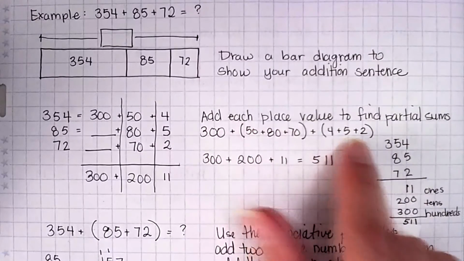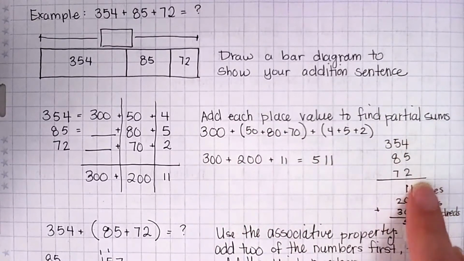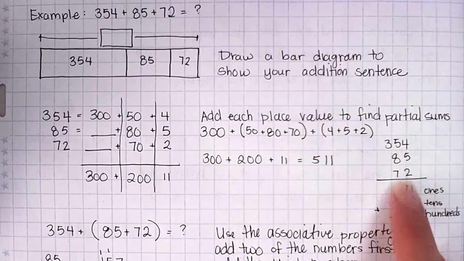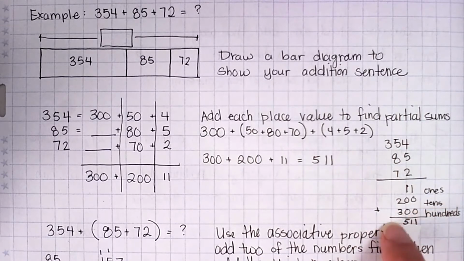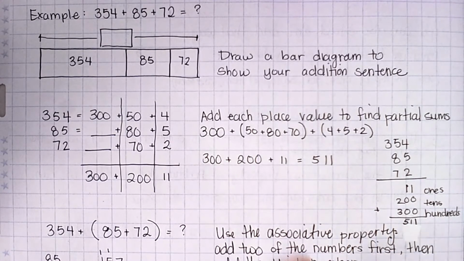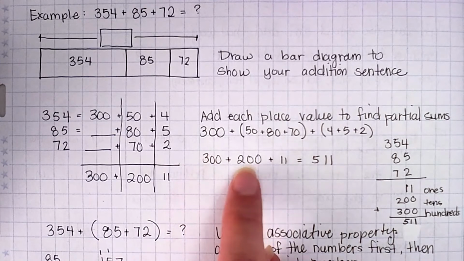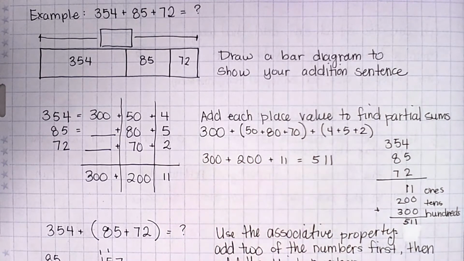Now, if I wanted to stack them and do my partial sums here, I put my ones first, 11 ones, 200 tens, and then 300 in my hundreds. When I added those all together, I got 511. So 300 plus 200 was 500. 500 plus 11 was 511.